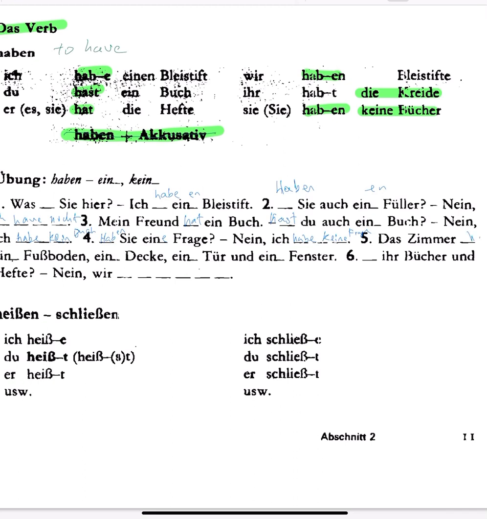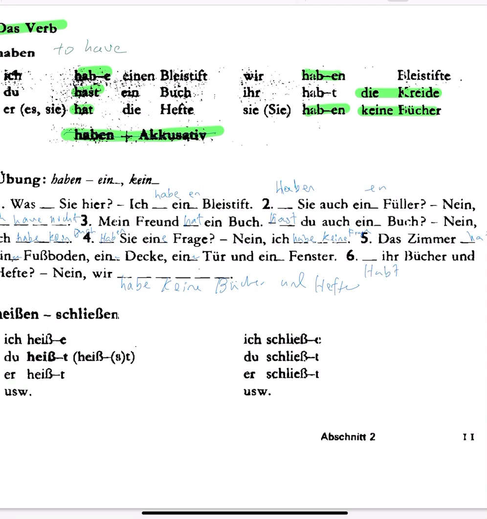Das Zimmer hat einen Fußboden, eine Decke, eine Tür und ein Fenster. The room has a floor and a ceiling, a door, and windows. Habt ihr Bücher und Hefte? Do you have books and notebooks? Nein, wir haben keine Bücher und Hefte.